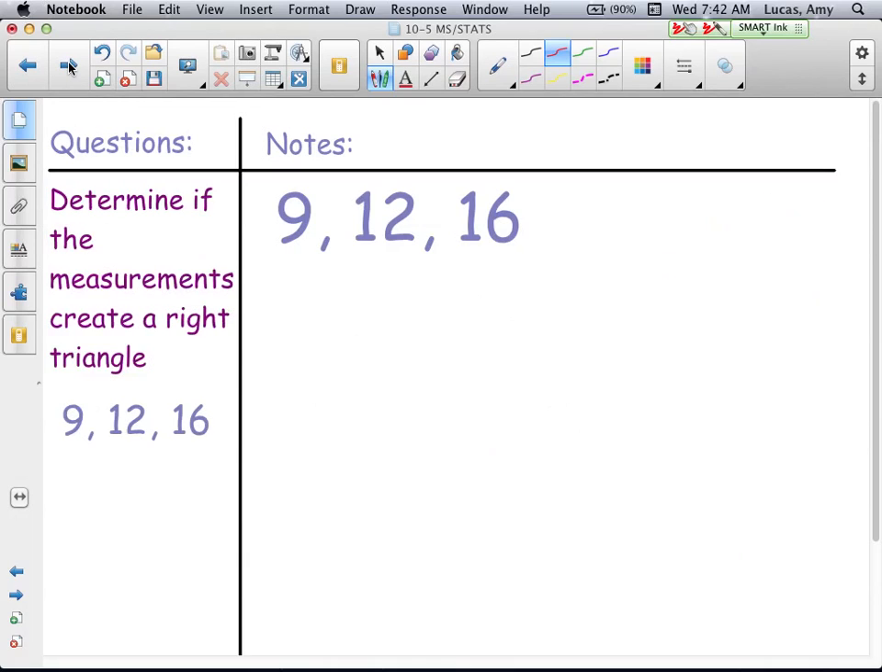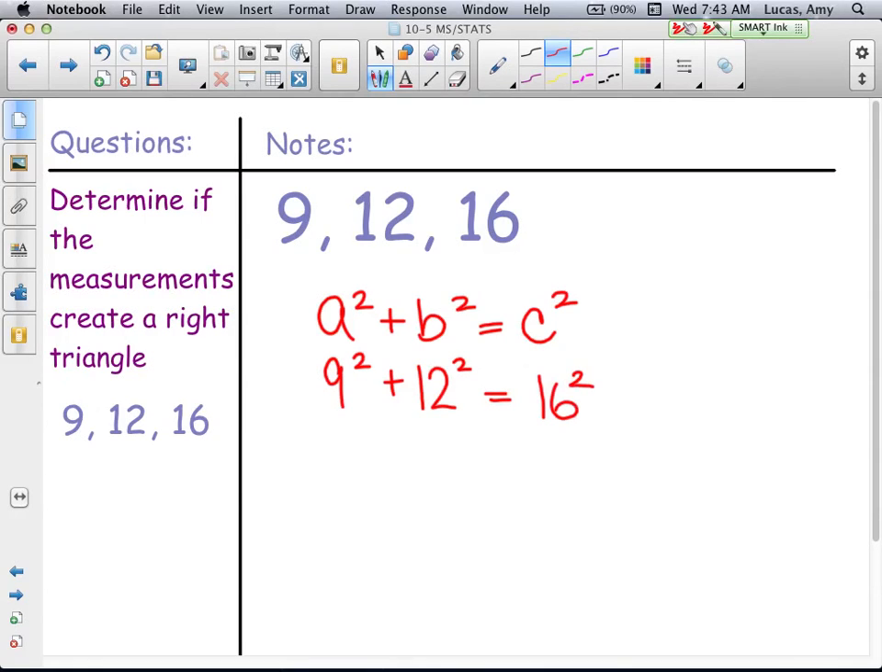Okay, our next problem says determine if the measurements create a right triangle. So if these measurements create a right triangle, the Pythagorean theorem has to be true. So when I substitute the two smaller sides and the longer side, make sure that you've got the longer side as C, the two smaller ones as A and B. When I substitute them in the Pythagorean theorem, it would have to be true to be a right triangle.